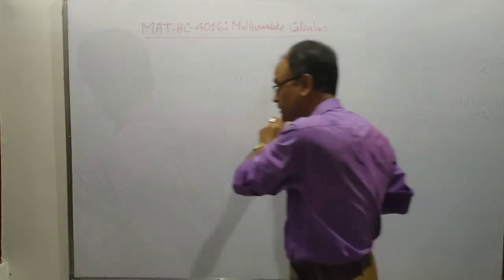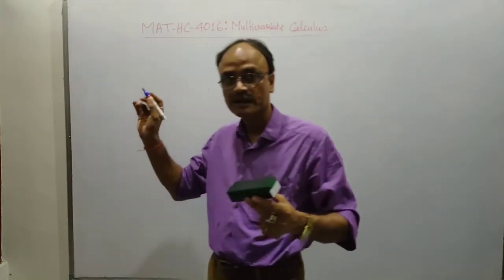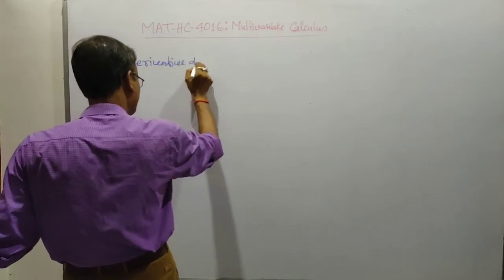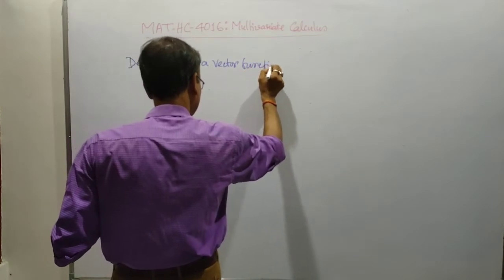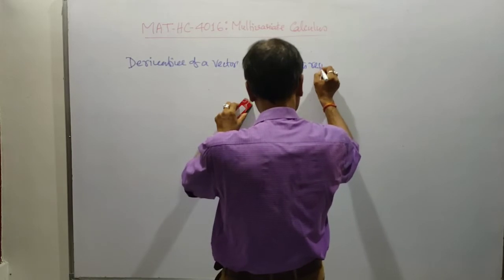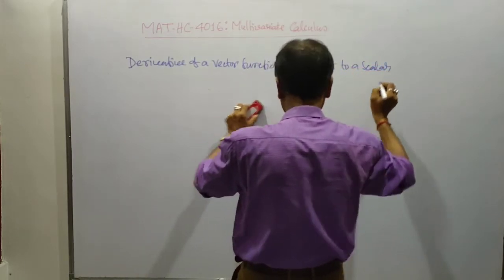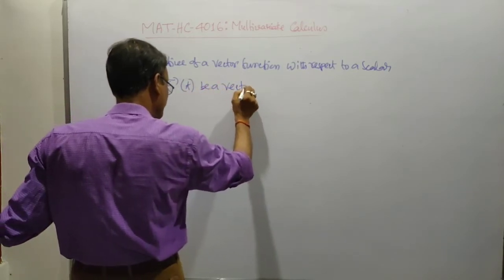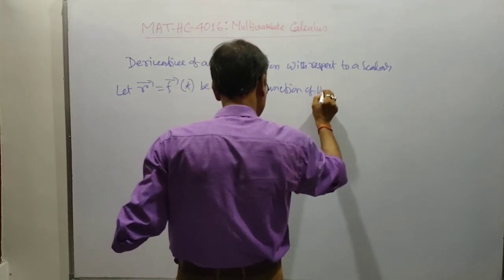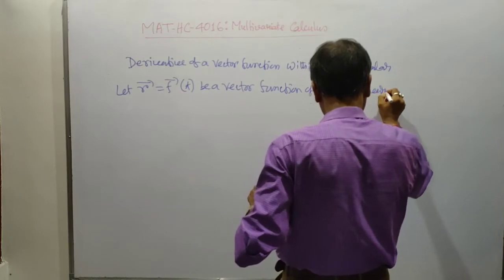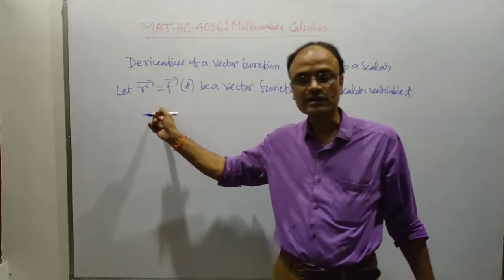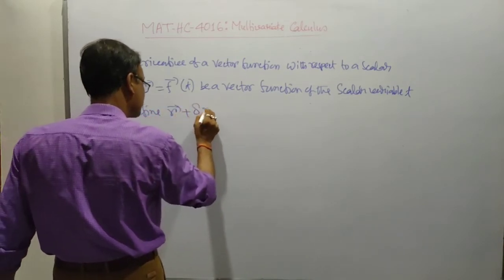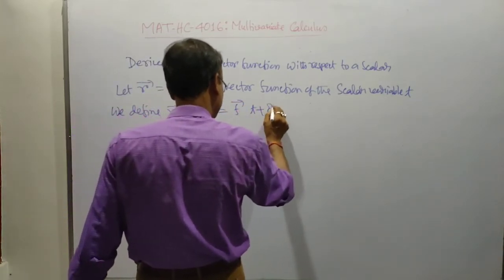Now derivative of a vector function with respect to a scalar. Let R vector equal to F vector be a vector function of the scalar variable. Let R vector, this is a vector function of the scalar variable. We define R vector plus delta R equal to F vector t plus delta t. We define this.